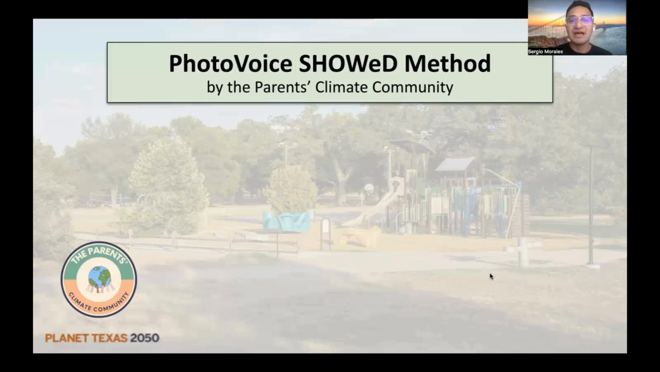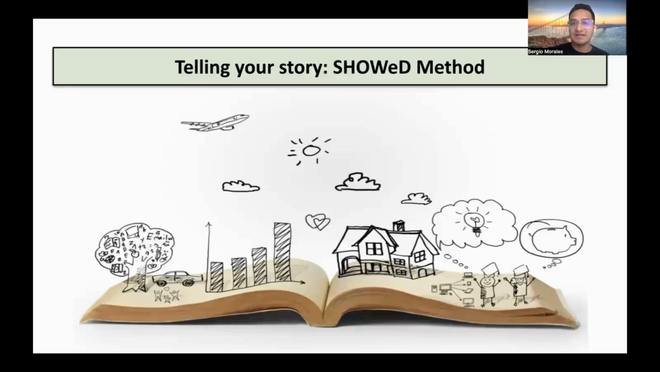Now I'm going to be talking about the SHOWeD method in Photovoice. The SHOWeD method is a way you can talk about the impact or the story of a picture. When writing out your narrative for your picture, you use the SHOWeD method, which is widely used in a lot of Photovoice projects. The word SHOWeD is an acronym, and every letter represents a specific question you have to answer in order to build out the narrative for your picture.